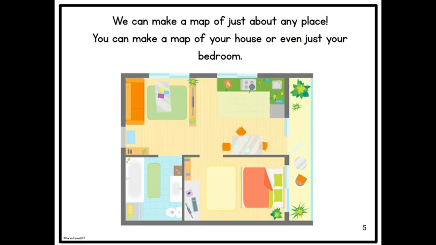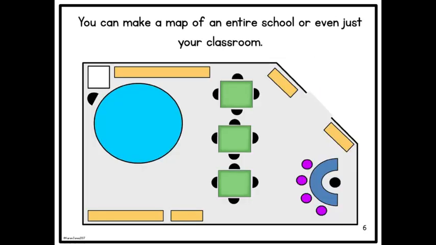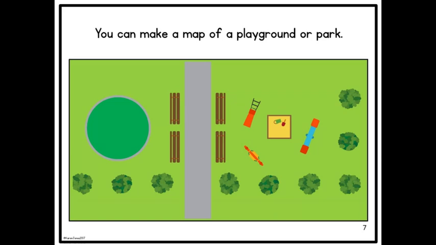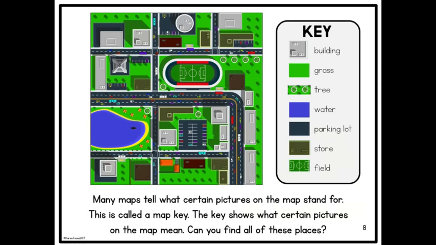We can make a map of just about any place. You can make a map of your house or even just your bedroom. You can make a map of an entire school or even just your classroom. You can make a map of a playground or a park. Many maps tell what certain pictures on the map stand for. This is called a map key. The key shows what certain pictures on the map mean.